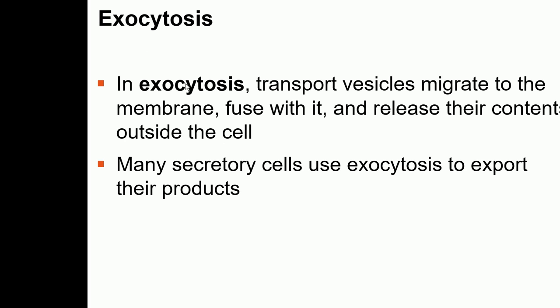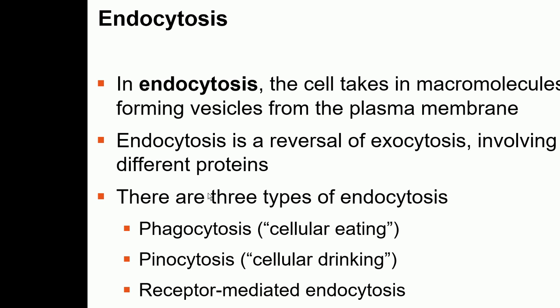So in exocytosis, transport vesicles migrate to the membrane. They fuse with it and release their contents outside the cell. Many excretory cells use exocytosis to export their products. And in the endocytosis, it's basically when the cell is taking in something big inside. So it depends what the cell is taking.